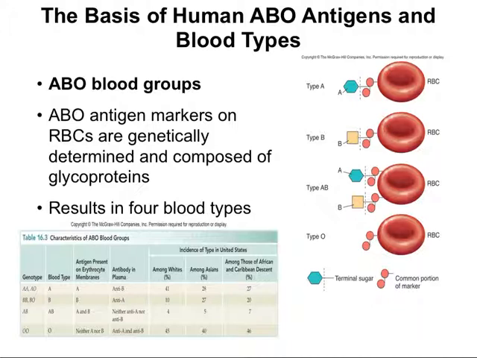Now, the ABO blood grouping is the most familiar of our blood types. However, there are about 20 other different cell surface antigens or cell surface markers on red blood cells, including the MN, the Kell, and the Rh groups. But for the purposes of this discussion, we'll really be looking at the ABO and Rh blood grouping systems. So in the ABO system, we have antigen markers on the red blood cells. These are genetically determined, and they're composed of glycoproteins.